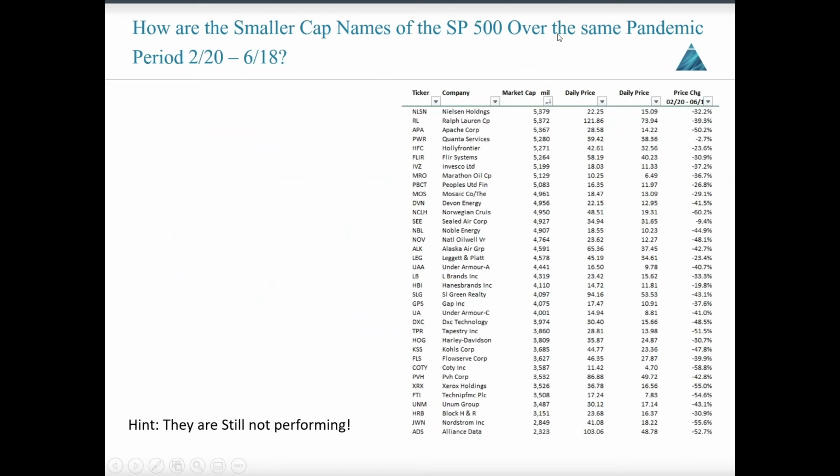So how are the smaller cap names of the S&P 500 doing over that same pandemic period? To be frank, they're still not performing, and after today, I would imagine these numbers are probably even worse. Yes, we've had a little bit of a value rotation, but as everyone saw yesterday, the bulk of the top 5 names of the S&P 500 all hit all-time highs. And if I look at JP Morgan and a lot of the other value stocks, these companies are literally sitting at their midpoint. They've only recovered 50% of what they lost since the sell-off. And so, again, watch your tilts.